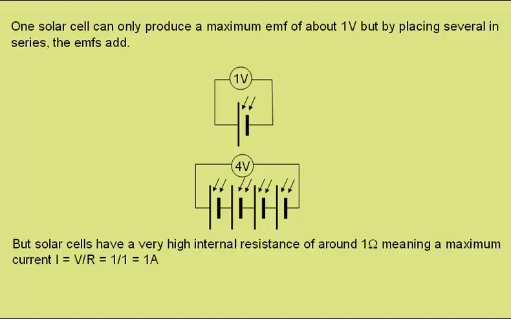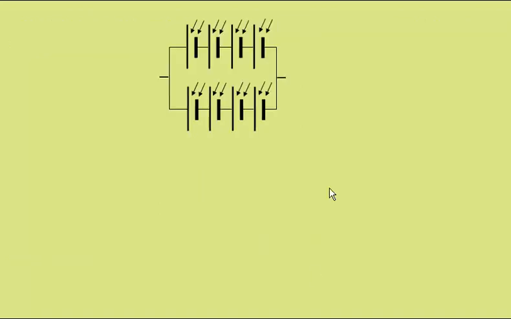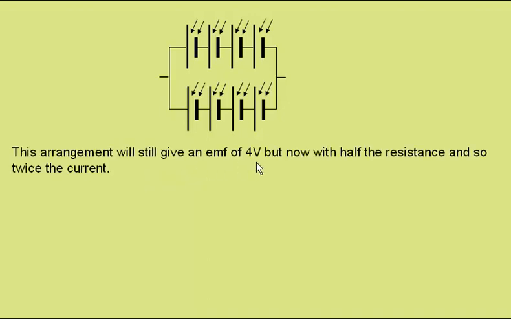One problem with solar cells is that they do have a very high internal resistance of around 1 ohm, meaning a maximum current for these arrangements, given by Ohm's law, current equals potential difference over resistance, of just 1 amp. Here we have 4 solar cells in series placed in parallel with another 4 solar cells in series. This arrangement will still give an EMF of 4 volts, but now with half the resistance, and so twice the current.